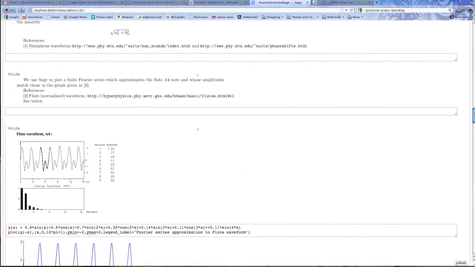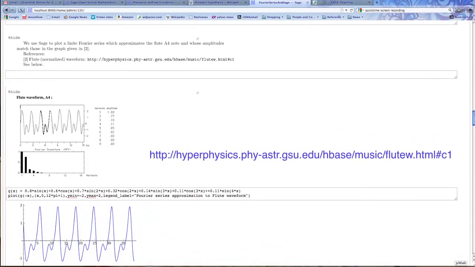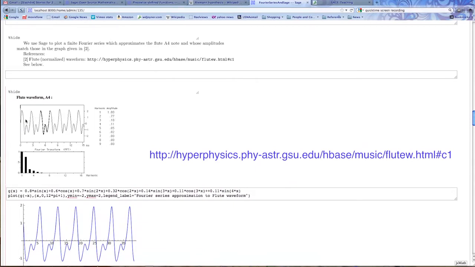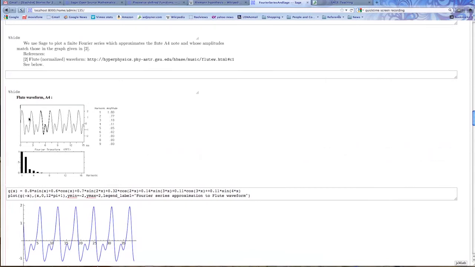When you look at, there are various websites that actually tabulate for you the waveforms and the amplitudes. So here's a waveform of a flute, and there are the amplitudes that have been computed.